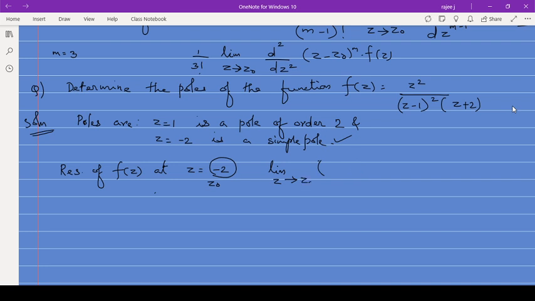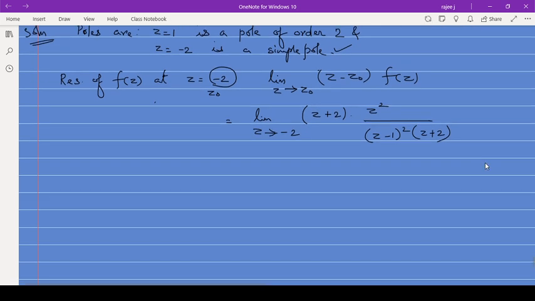Limit z tends to z0, z minus z0 into f of z, which is equal to limit z tends to minus 2 into z minus 2, that means z plus 2, into f of z, we have z square upon z minus 1 the whole square into z plus 2. Okay, so now see, this is what happens when you put this z minus z0 here, that which was creating a problem in this function, that we are removing. Okay, this is the magic of limits.